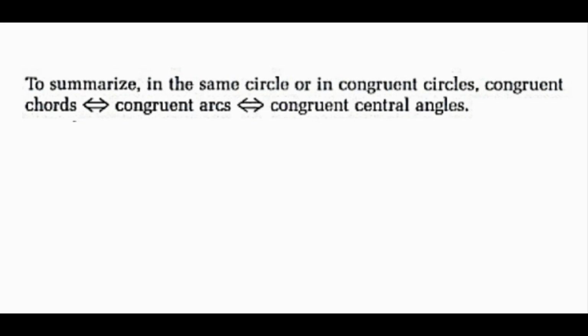Now we can summarize this to make it nicer. If we have the same circle or congruent circles, then no matter what, if I have congruent chords, I would have congruent arcs and I would have congruent central angles. And this works if and then. So if I'm given central angles congruent, then I would have congruent arcs and I would have congruent chords. Or if I have congruent arcs, then I have congruent central angles, I have congruent chords.